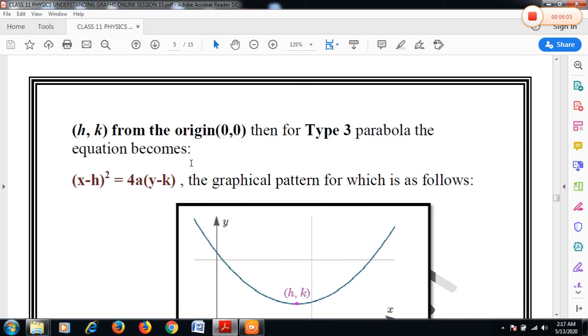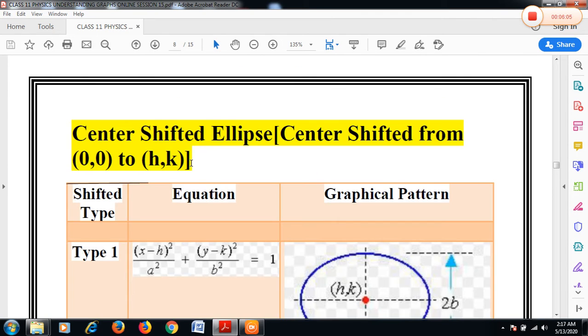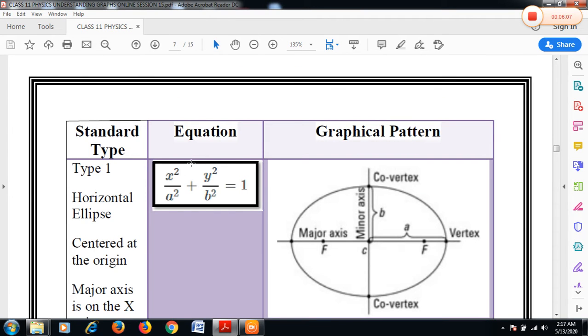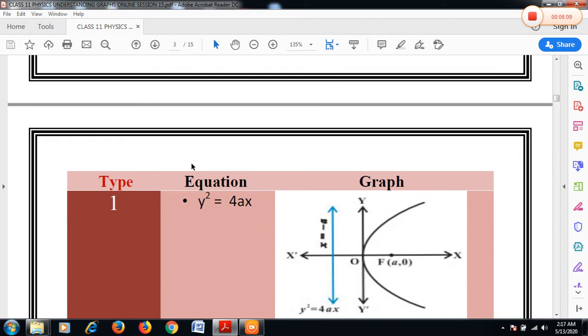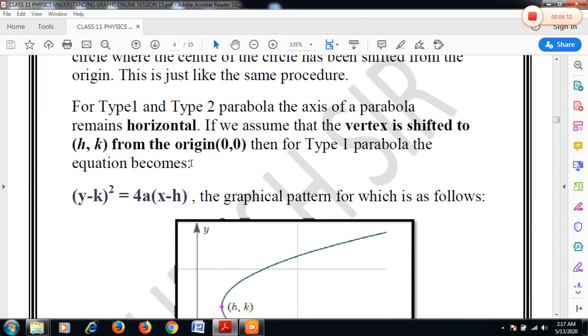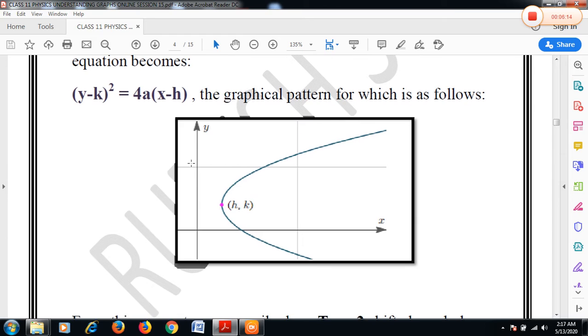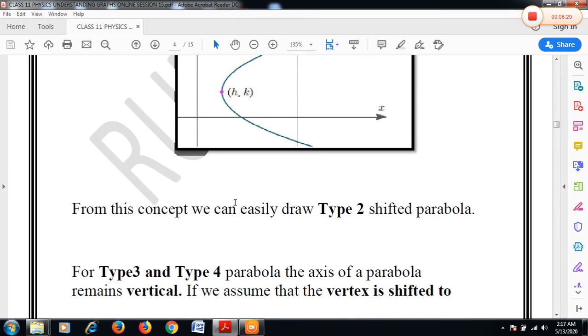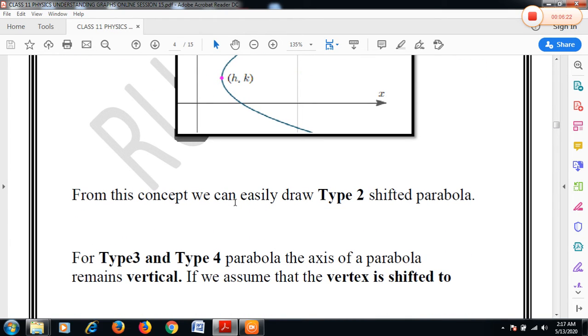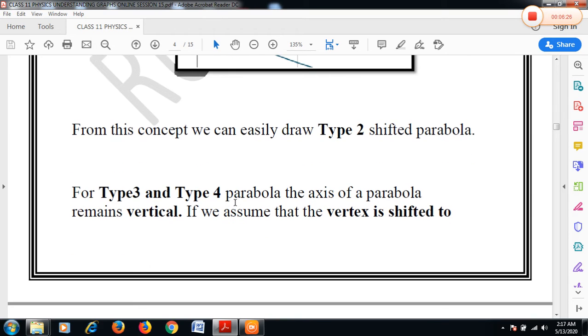The graphical pattern for which has been given like this. Here the vertex is shifted from (0, 0) to (h, k). So from this concept we can easily draw the type 2 shifted parabola, where the opening will be in the left-hand direction.